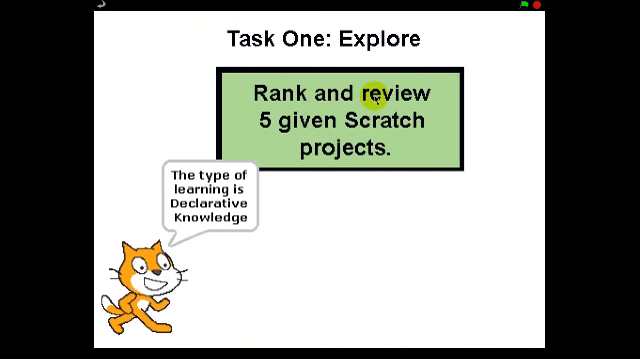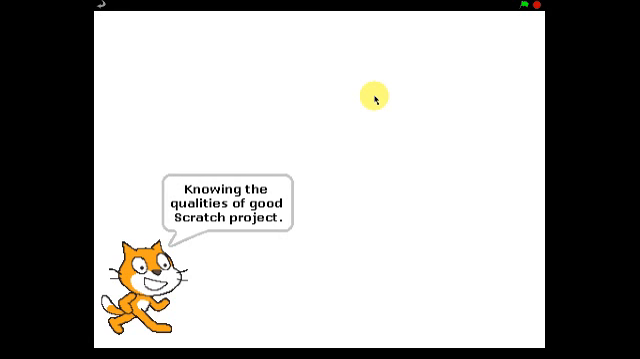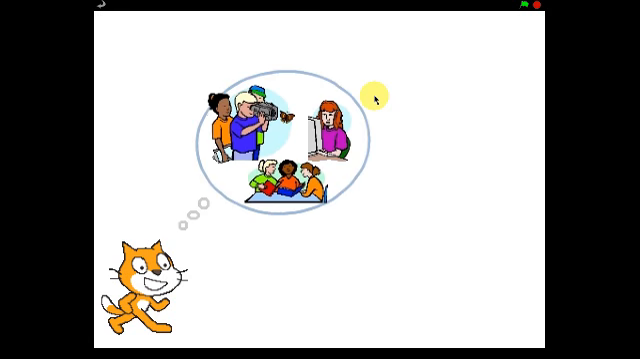An instructional strategy was created for Task 1, the task of ranking and reviewing 5 given Scratch projects. The type of learning for this task is declarative knowledge, knowing the qualities of what a good Scratch project is. I need an instructional strategy.